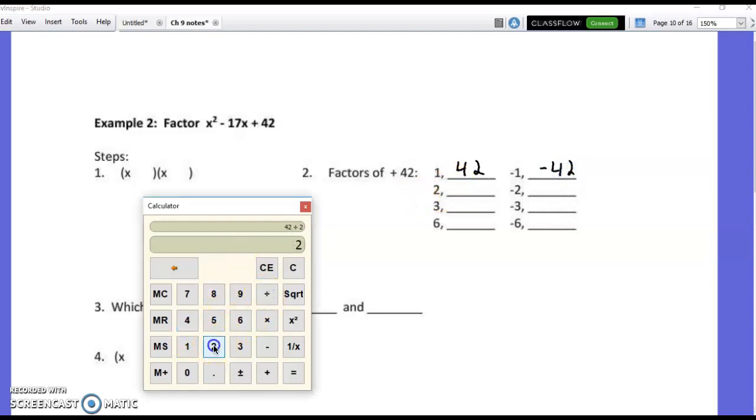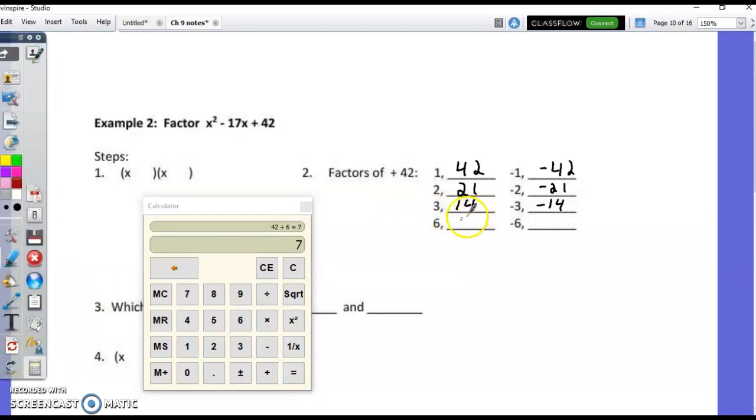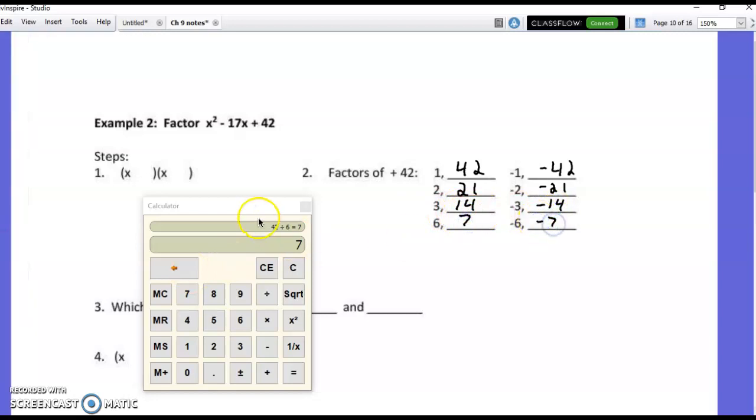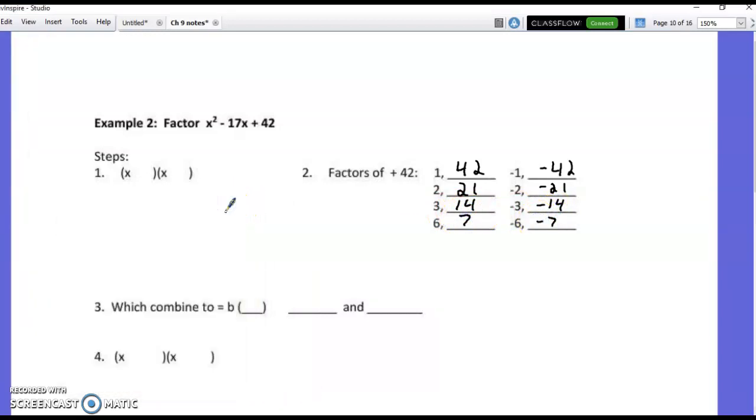42 divided by 2 gives us 21, and then -21. 42 divided by 3, so 14, and -14. 42 divided by 4 does not come out, that's why I didn't put it there. 42 divided by 5, that doesn't work. 42 divided by 6, oh, 6 and 7, so oops, that would be 7 and -7.